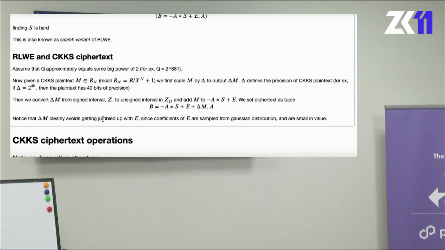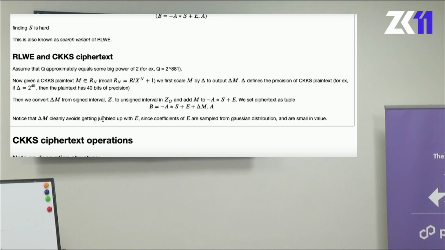And this gives you a CKKS ciphertext. You would observe that by scaling M, we've clearly avoided the bits of M getting jumbled up with E, because E is error, it's the useless thing. We don't care about it. So this is a CKKS ciphertext.